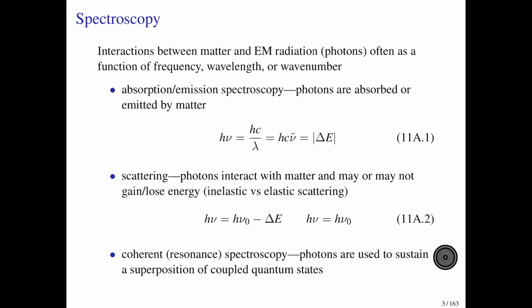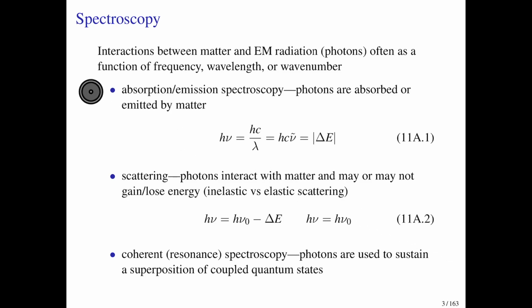So, as you already know, spectroscopy involves the interaction between matter and electromagnetic radiation, and typically what you look at is the intensity of radiation, either absorbed or emitted, as a function of the frequency of the light, the wavelength, or, other times, you look at the wave number of the light. And so what I've got here on the slide are three basic motifs in spectroscopy.